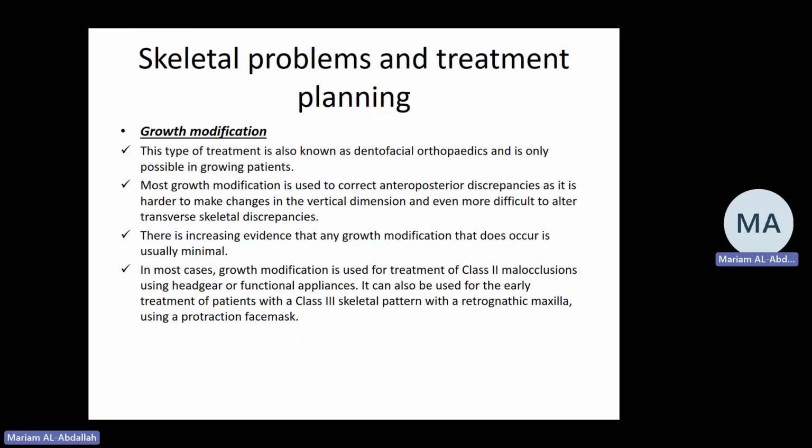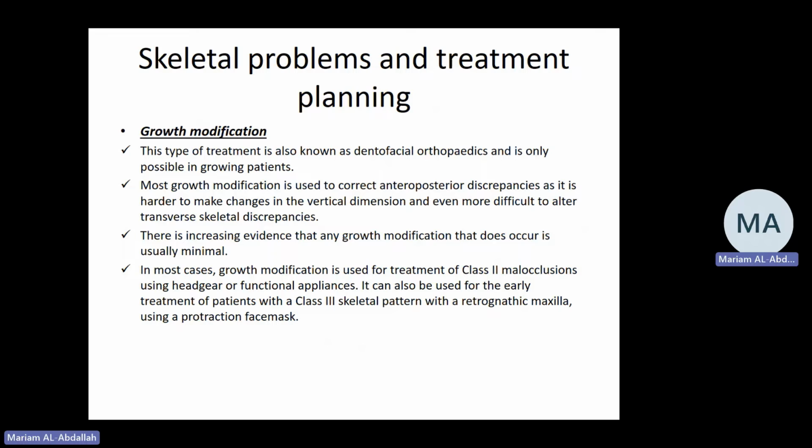Growth modification, we already covered this when we talked about growth modification and functional appliances. If the patient is still growing, we can use growth modification. So this option only applies to patients who are still growing. What am I aiming for? I'm aiming for either enhancement of forward growth of the mandible using functional appliances in patients with a class 2 skeletal pattern and retrognathic mandible, or we can enhance the forward growth of the maxilla in patients with retrognathic maxilla and class 3 skeletal pattern.